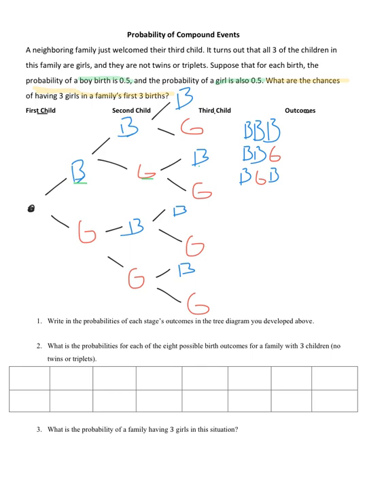And how about another outcome? Well, boy, girl, girl. So we have that boy, girl, girl. So now we're just listing these outcomes, and you might be getting the hang of it. So we have that girl, boy, boy.